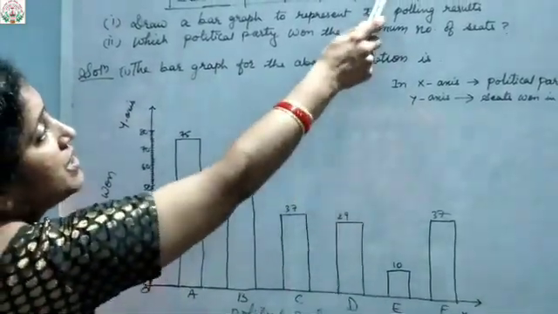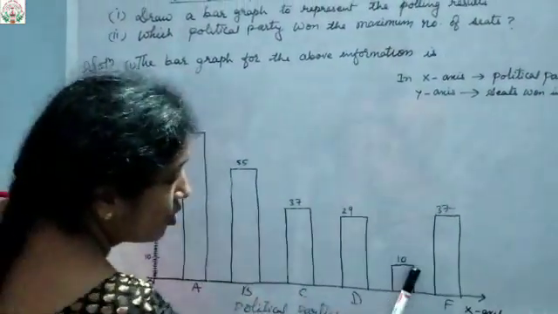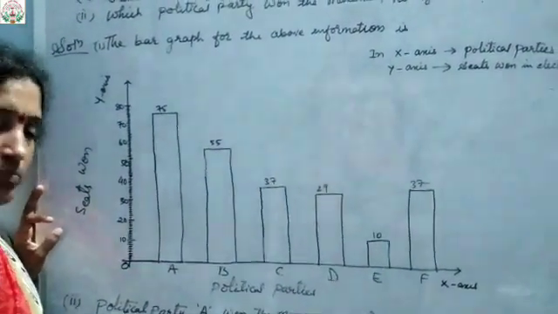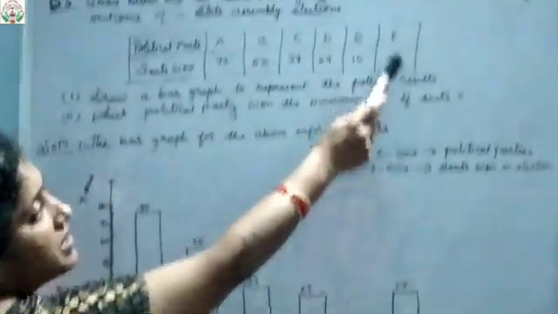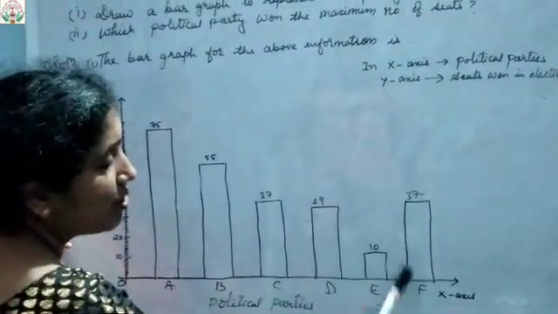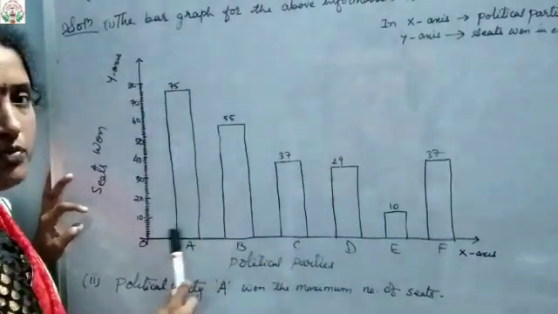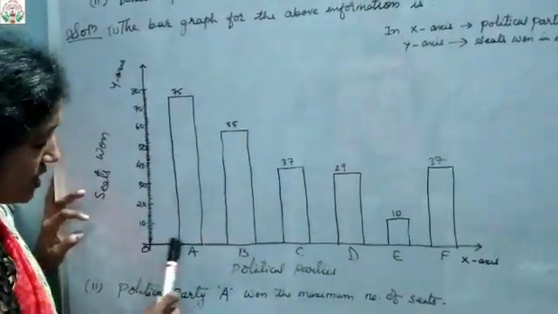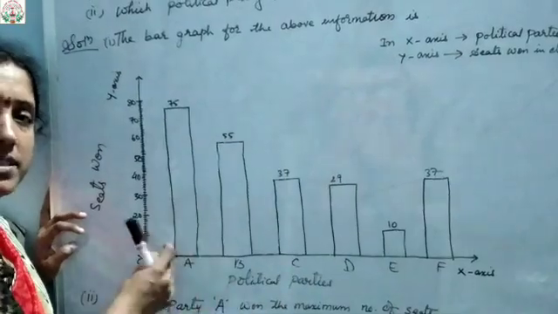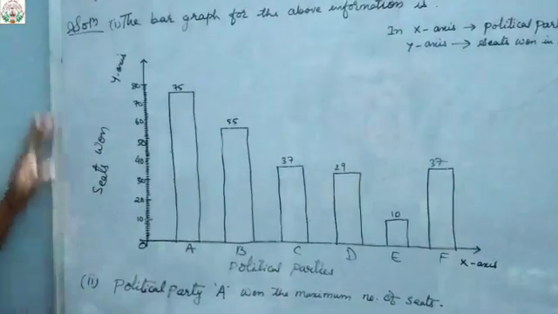Same way for political party E, what is that number? 10. So 10 means directly this thick line you will measure and draw a small rectangular box for political party E bar graph. Okay, then political party F, what is it? 37 again, same height, you see with the scale and draw a rectangular box. Okay, so you should have equal gaps between the bar graphs. How much gap is on this side, the same should be here, same should be here. Between each political party, the same gap must be followed. Okay, so this is the bar graph for the third question.